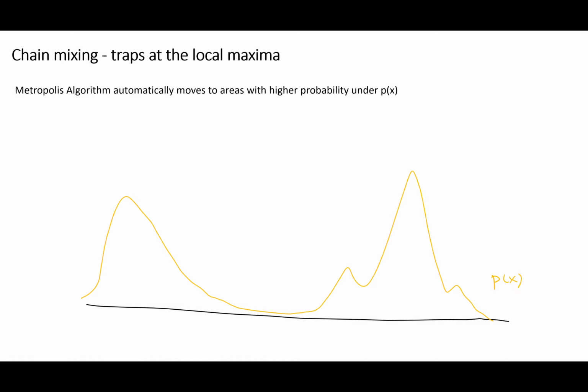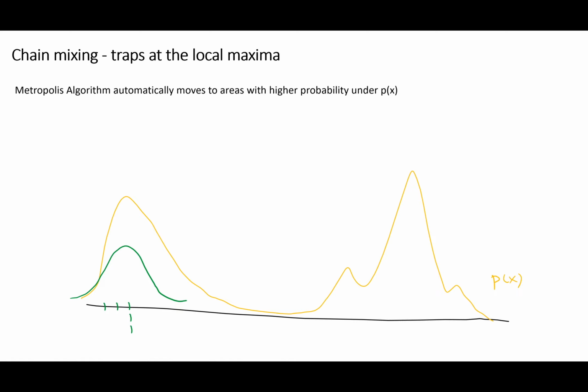Now, chain mixing. We are talking about these traps in the local maxima. Why does this happen? We have this p(x) distribution which has multiple peaks, and now I want to do MCMC, and I start. I choose some initial value and generate a proposal sample. I accept it. Again, I move there, generate a proposal sample, accept it, move there, generate a sample, and this time I will not accept it. So I will stay where I am and generate a new sample. Again, I won't accept it, and I will stay where I am.